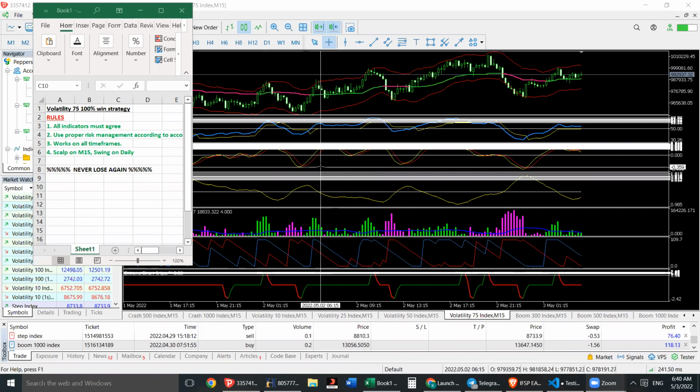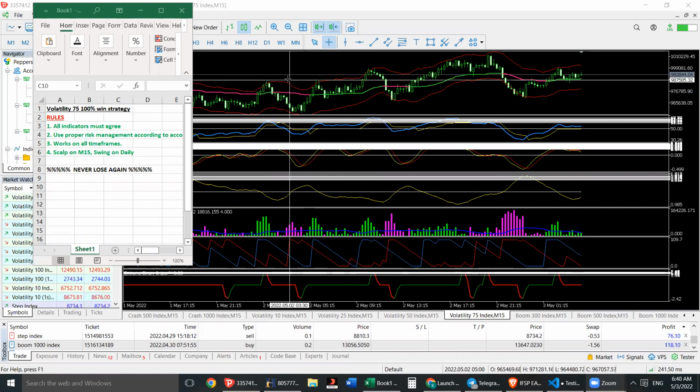Good morning, traders. So I just wanted to share with you the new system that I discovered, and I'm very happy to share this with you.